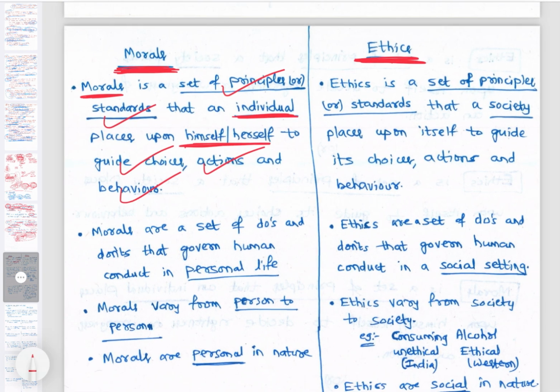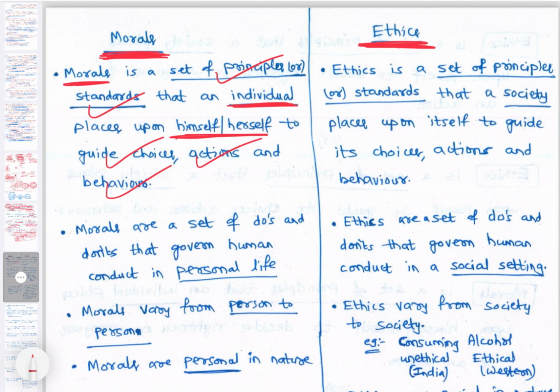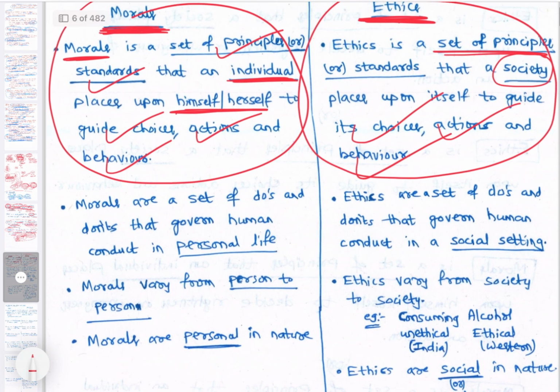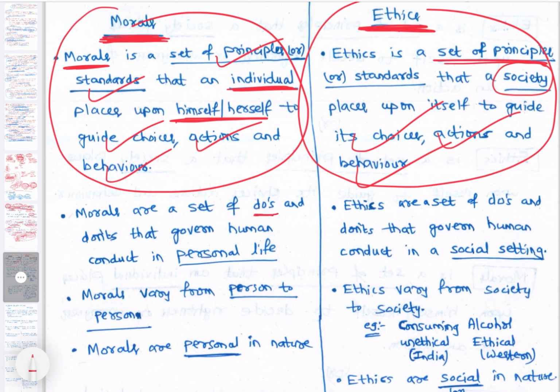And ethics is a set of principles or standards that a society places upon itself to guide its choices, actions, and behavior. So these are the differences between ethics and morals, the definition of morals and the definition of ethics, right? We have already discussed. Then morals is a set of do's and don'ts that govern human conduct in personal life.